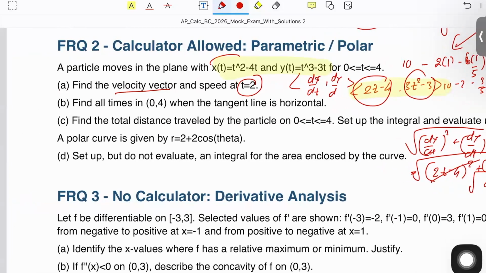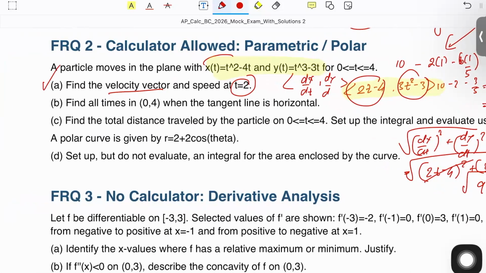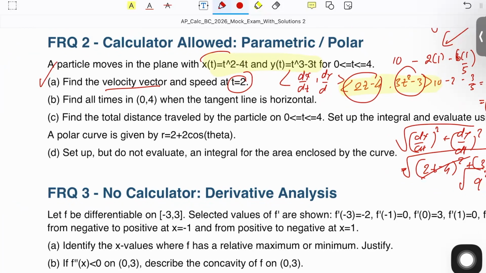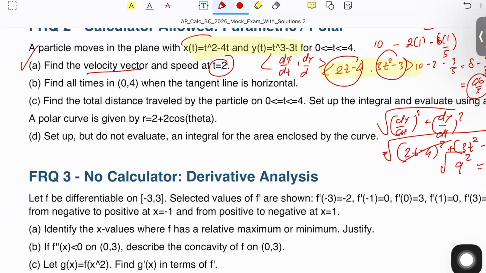Easy point. For all the times between 0 and 4 where the tangent line is horizontal. Horizontal line, the slope equals 0, right? Undefined is when the line is vertical. So the tangent is vertical when undefined, but horizontal is when the slope equals 0. So you're going to set dy over dt equal to 0. That means 3t squared minus 3 equals 0.